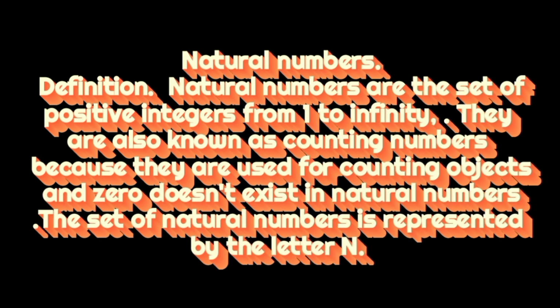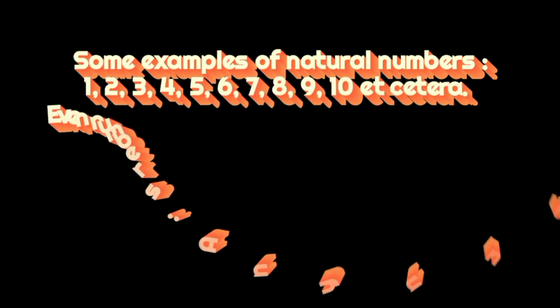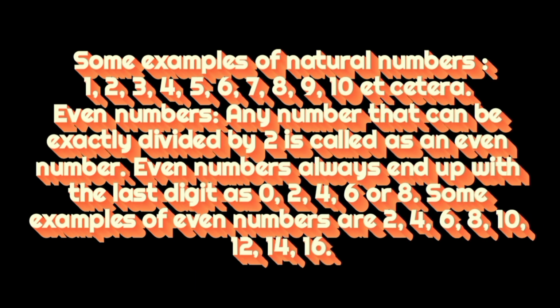Natural numbers. Definition. Natural numbers are the set of positive integers from 1 to infinity. They are also known as counting numbers because they are used for counting objects, and zero doesn't exist in natural numbers. The set of natural numbers is represented by the letter N. Some examples of natural numbers: 1, 2, 3, 4, 5, 6, 7, 8, 9, 10, etc.